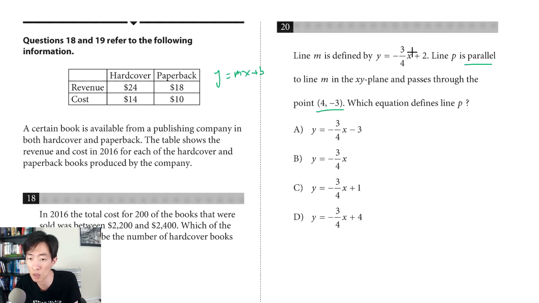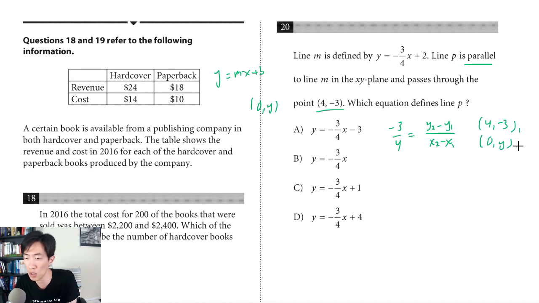So really the fastest way to do this is to use the slope, the fact that it's -3/4, and then plug in 4, -3 as well as 0, y, because that's going to be the y-intercept. So we know the slope is going to be change in y divided by change in x. And let's consider that we're using the points 4, -3, as well as 0, y. And I'm going to consider this my 1 and this my 2. So -3/4 equals y2 is y minus y1 is -3, x2 is 0 minus x1 is 4.